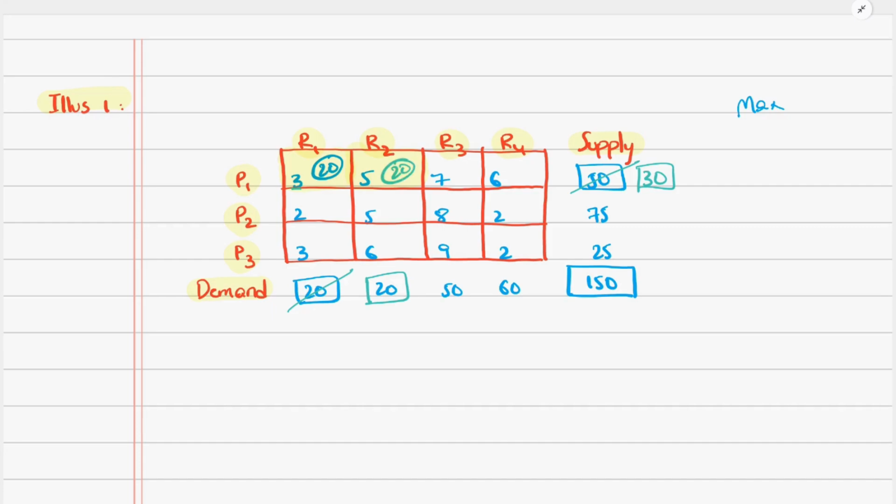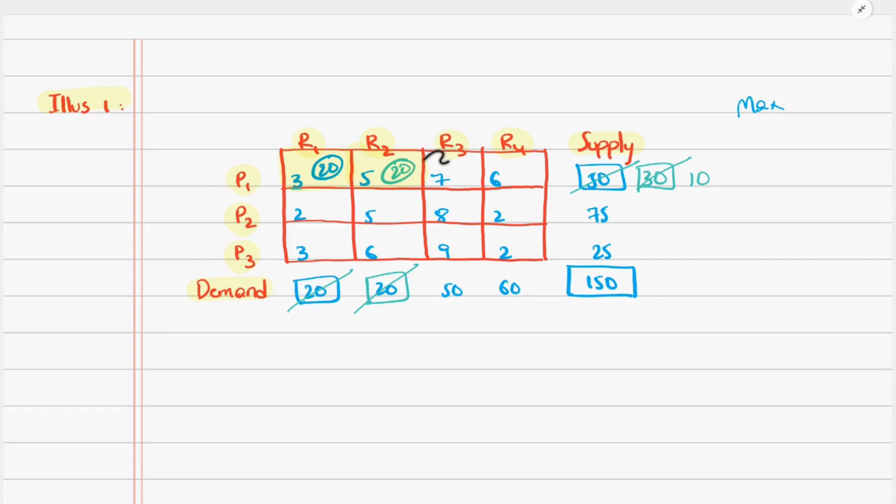This 20 units is also the minimum of supply and demand. Right. Moving forward, I am going to choose the minimum of supply and demand. I am not going to say the whole story. So because of this allocation from P1 to R2, which is 20 units, I have exhausted the demand of R2 and P1's supply is reduced by 20 units because he sent 20 units, 30 minus 20 is going to be 10. Right.